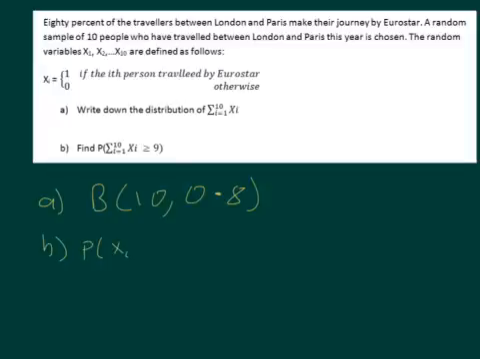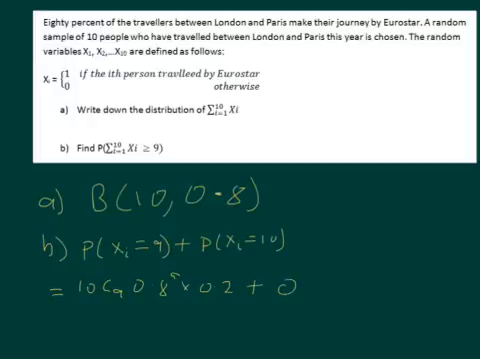And then in part B, we have to find the probability that the sum equals 9 and add the probability that it equals 10, because that's what this is saying. Add up the probability that it's greater than or equal to 9, so it's 9 or 10. So what's the probability that it equals 9? Well, that's 10C9, 0.8 to the 9 times 0.2. It's a binomial distribution. This one is 10C10, 0.8 to the power 10 times 0.2 to the power 0. And that works out to be 0.376 to 3 significant figures.